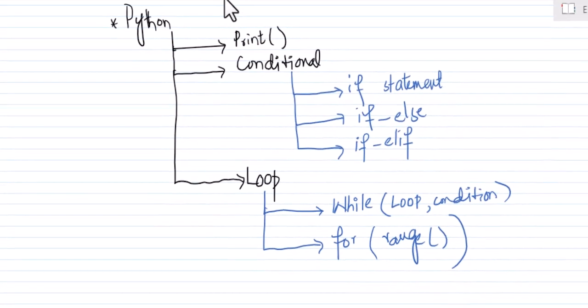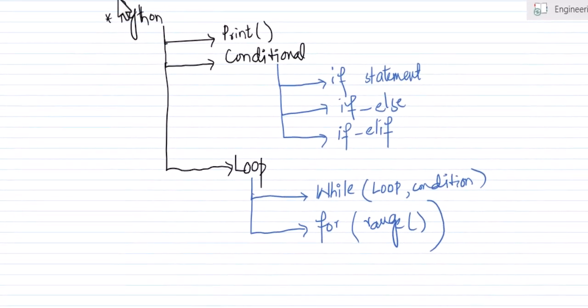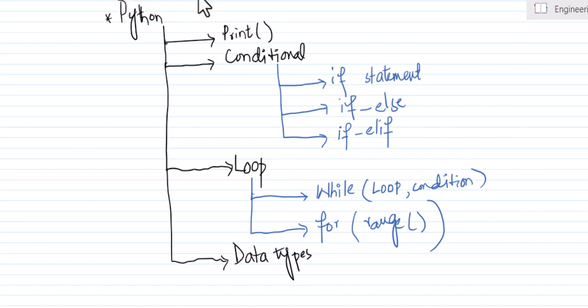So we have used these in our Python course, which basically consisted of print, conditions and loops. Similarly, we learned about the data types. What are the basic data types in Python? The first was basically the integer, and in order to convert any other data type into an integer, we used the int command.